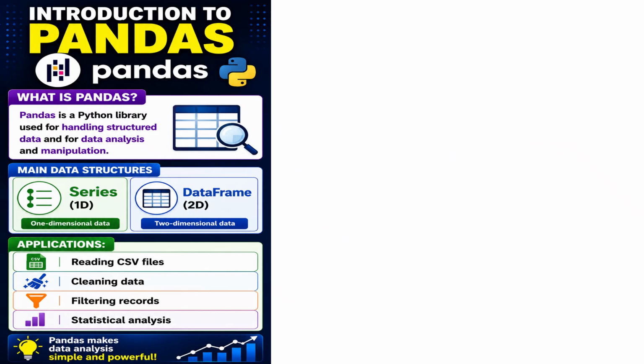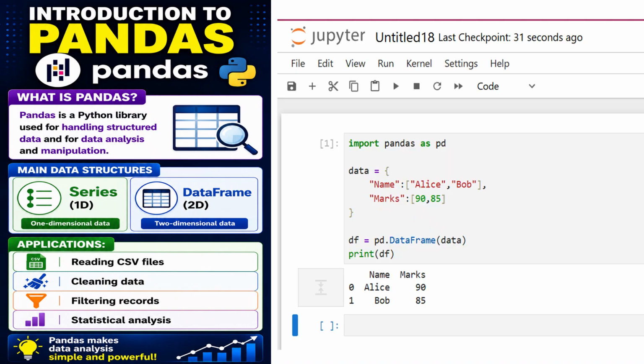Now we go to Pandas. Pandas is a Python library for handling structured data for data analysis and manipulation, which is a very important part of machine learning. You can have one-dimensional or two-dimensional structures. The applications include reading CSV files, cleaning data, filtering records, and statistical analysis. Here you have a Jupyter Notebook where we have imported Pandas as pd, and we are defining some data, and then we are saying it's a DataFrame. When you say it's a DataFrame, you can print it out like this. It prints it out with the index 0, 1, and the name and marks or whatever you want. So you have got a DataFrame.